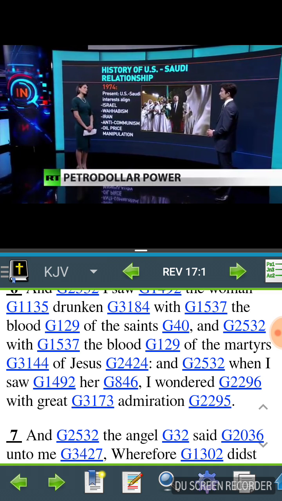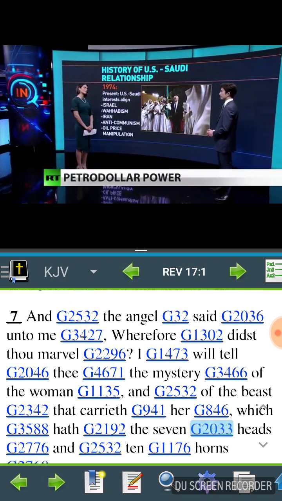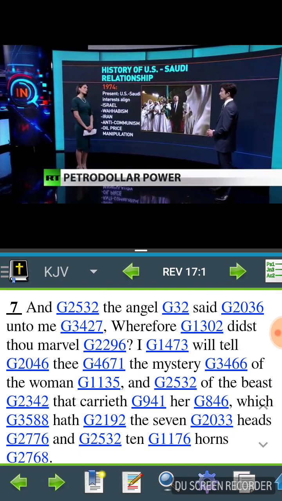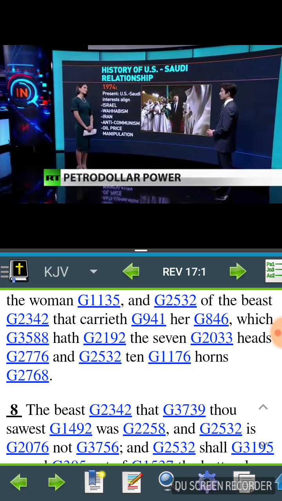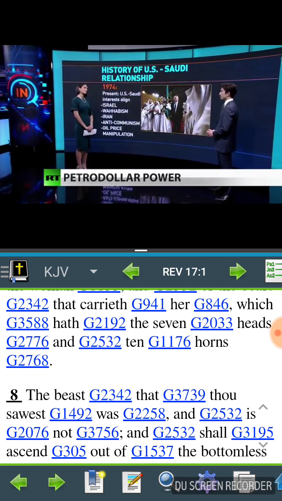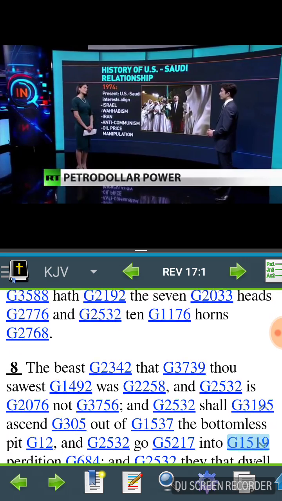Pursuant to the book of Psalms 148 and the last 2 verses, the saints are the Israelites. So the Negroes, Latinos, and Native Americans, our blood has been shed, and it says of the martyrs of Yahushua. So you have brothers that teach this who are going to be slain here in America, and be martyrs. And when I saw her, I wondered with great admiration. And the angel said unto me, wherefore didst thou marvel? I will tell thee the mystery of the woman and of the beast that carrieth her, which hath the 7 heads and the 10 horns.